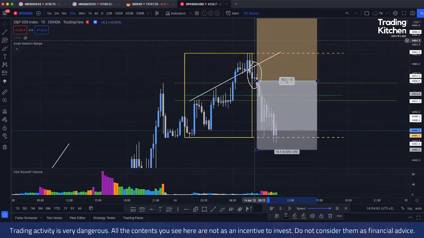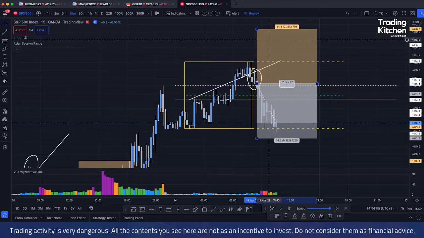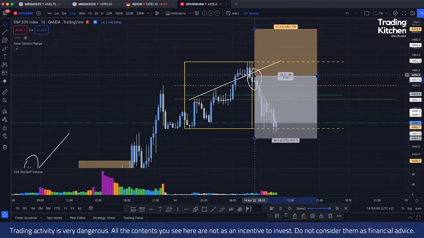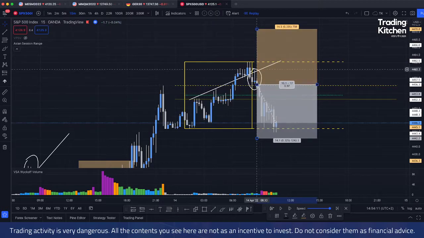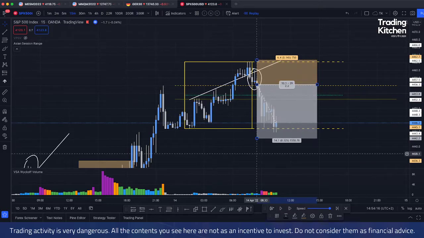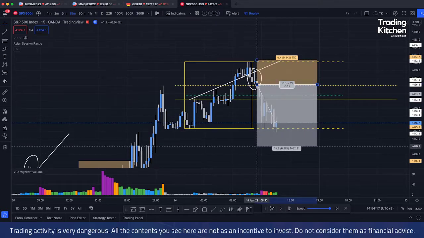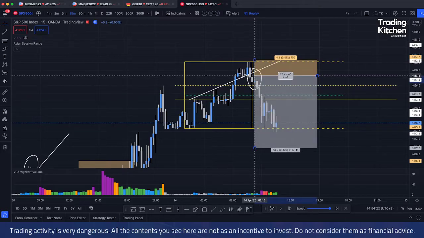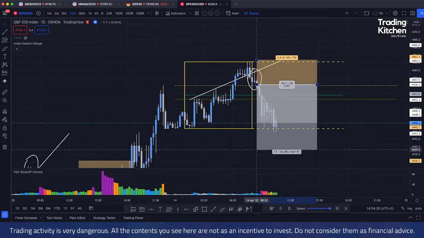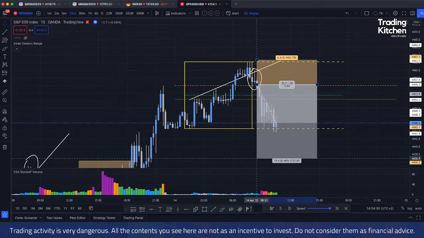So stop loss, entry here on the breakout, or if you want on the retest. In this case I will prefer the breakout, and risk stop loss above the high and risk reward 3. If you use 50% retracement, you are already in profit, but I just want to show the conservative way right now.